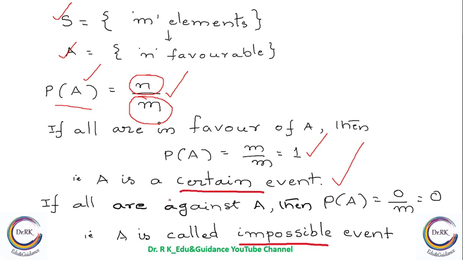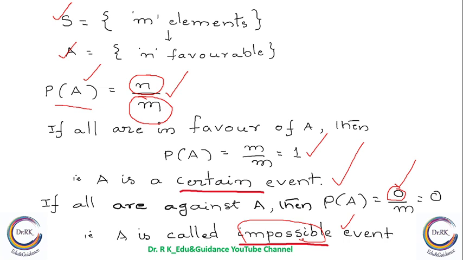So what is the worst scenario or situation here? Out of M, all are against this event. None of the entries in the sample space are in favor of this. That may happen, right? So in your team, no one is in favor of you when they are giving feedback. In such cases, no one is in favor, therefore 0 by M. So the probability of happening of this event is 0, therefore this event is called an impossible event. So there is a certain event as well as an impossible event.